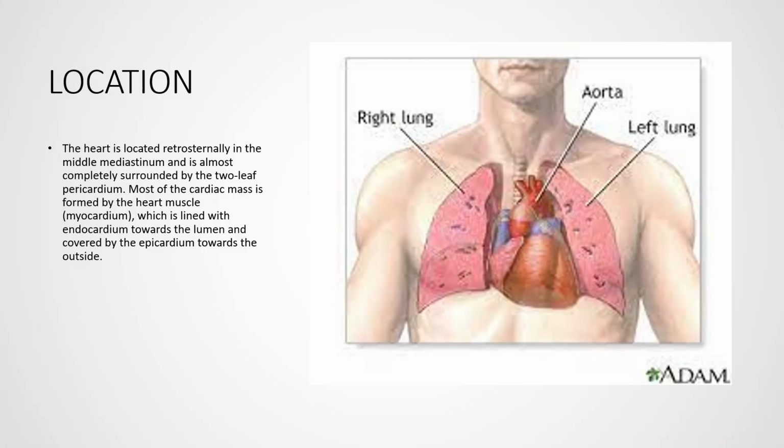So to the location, the heart is located retrosternal in the middle mediastinum, and it is almost completely surrounded by the two-leaf pericardium. Most of the cardiac mass is formed by the heart muscle, myocardium, which is lined with endocardium towards the lumen and covered by the epicardium towards the outside. Here we have the heart. Here we have the right lung, the left lung, and we see that it's located in the middle mediastinum.